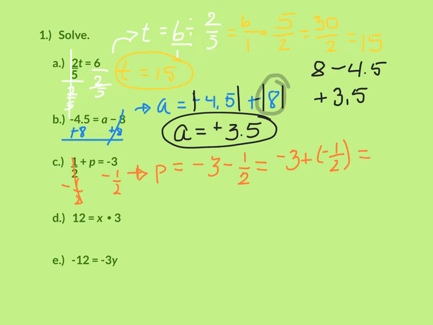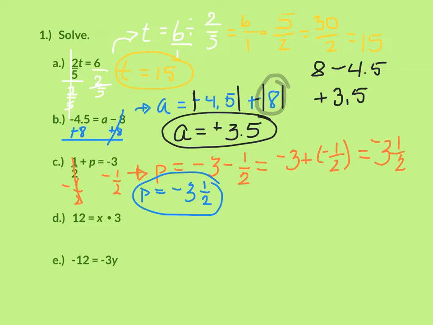So I'm going to add those up. I've got 3 plus 1/2 is 3 1/2. And that sign stays exactly the same, so it would be negative. So the answer here, for the final one, would be p equals -3 1/2.